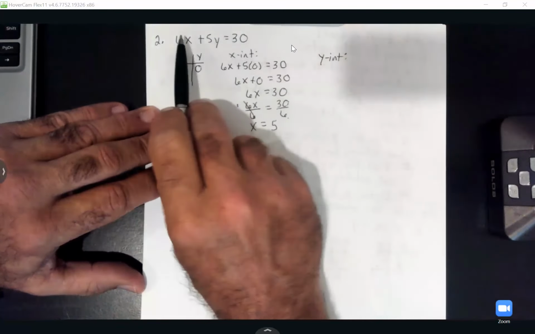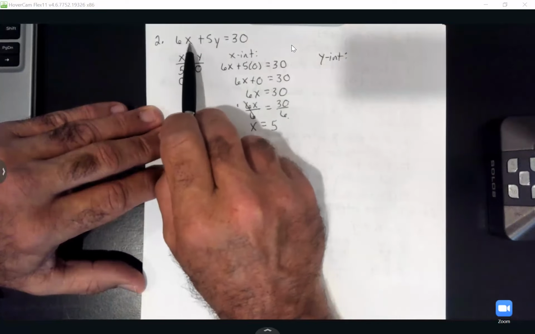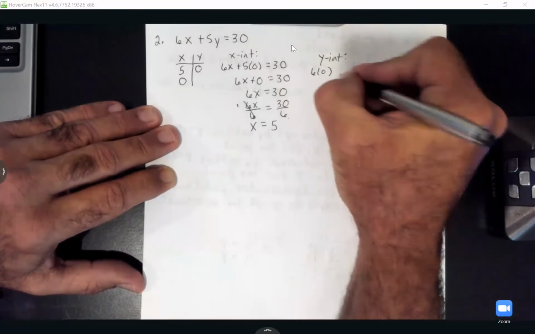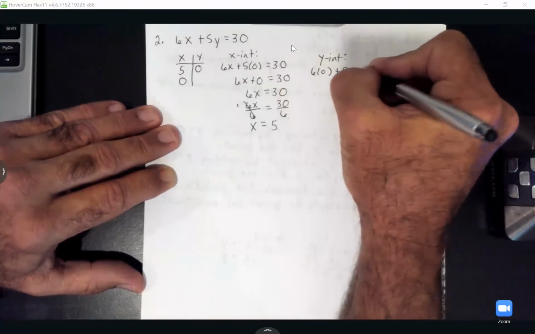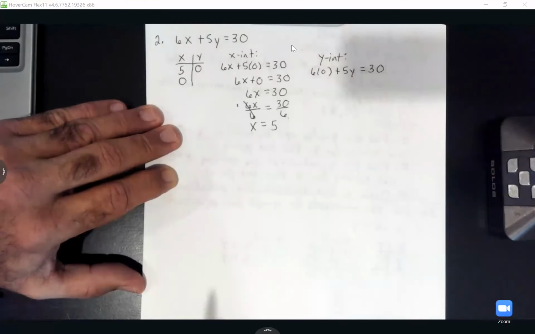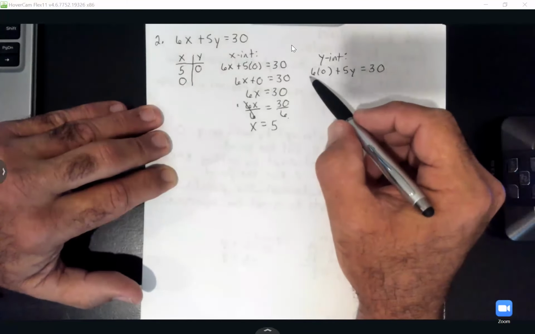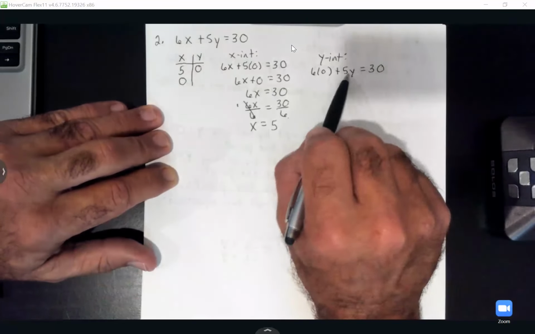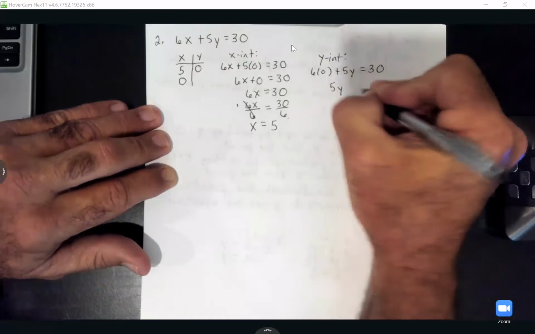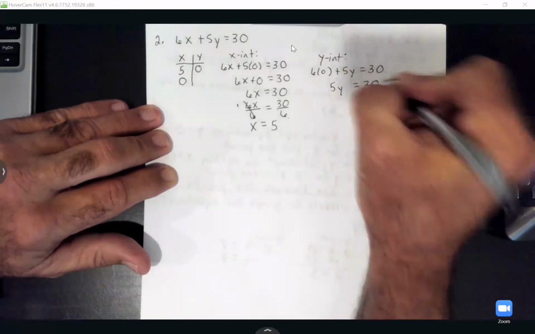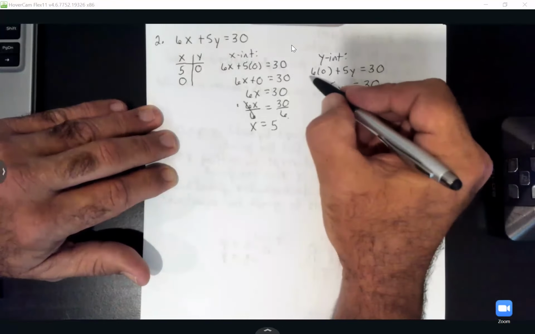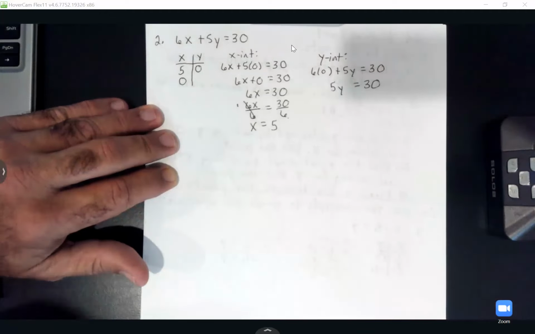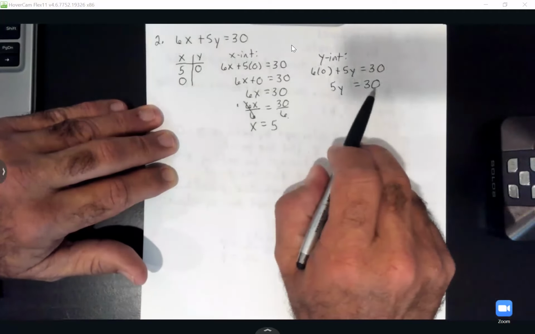Now we get the y-intercept by setting the x equal to 0. So that'll give me 6 times 0 plus 5y equals 30. Look at that. Once again, 6 times 0 is 0. So that x term is totally gone. All that's left is the 5y equal to the 30. And you can cancel them out every time, because when you multiply by 0, it's just zeroing it out. All right, now we got 5y equals 30.